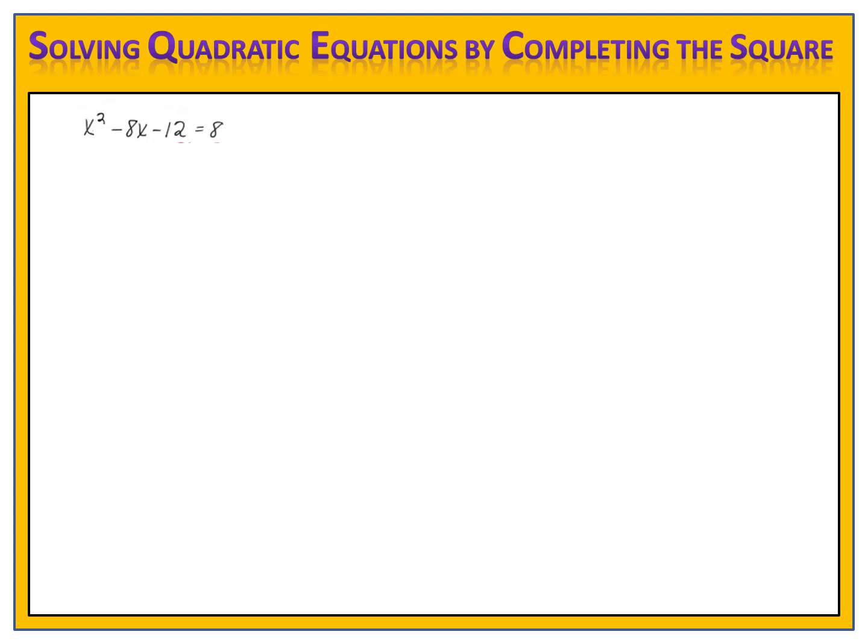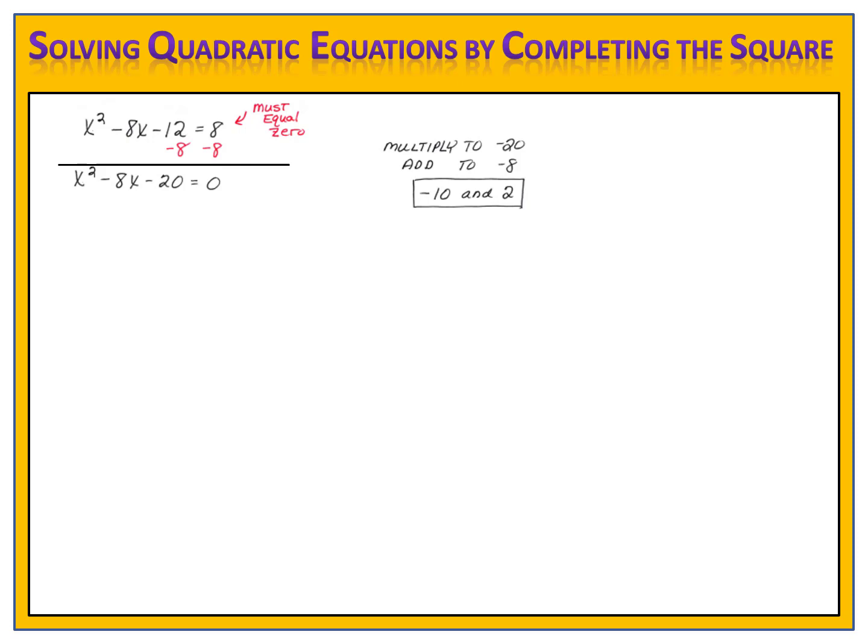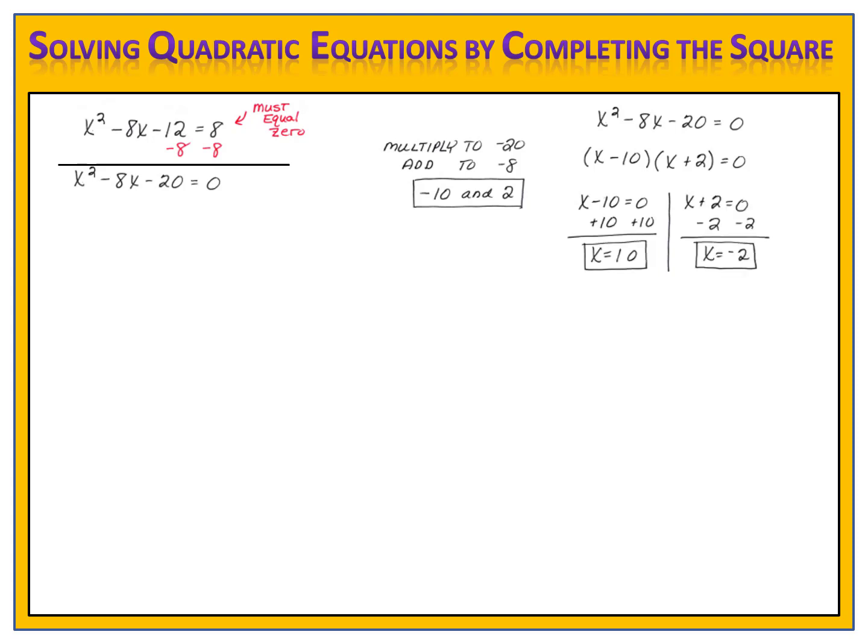Let's compare answers. The first step in solving any quadratic equation is making sure that the equation is equal to 0. We subtract 8. X squared minus 8x minus 20 equals 0. Let's start by factoring. We need numbers that multiply to negative 20 and add to negative 8. Those numbers are negative 10 and 2. So we can rewrite the equation in factored form, x minus 10 times x plus 2 equals 0. Set each of those factors equal to 0 and solve. X equals 10 and x equals negative 2.